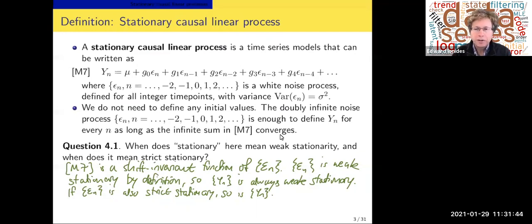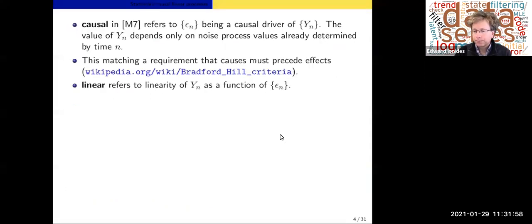Oftentimes with time series, you try to make an intuitive argument, and if you want to really nail down a proof, if you're so inclined, you can try and do that. But our main goal is to understand what's going on. So that's what stationary means in the stationary causal linear model.